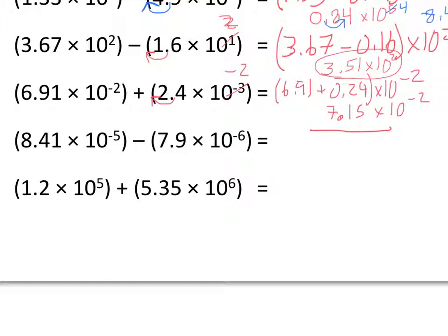8.41 times 10 to the negative 5 minus 7.9 times 10 to the 6. I want to raise this up to negative 5 like the other one, so I have to move that over by 1. And I have 8.41 minus 0.79, and all of that is times 10 to the minus 5.